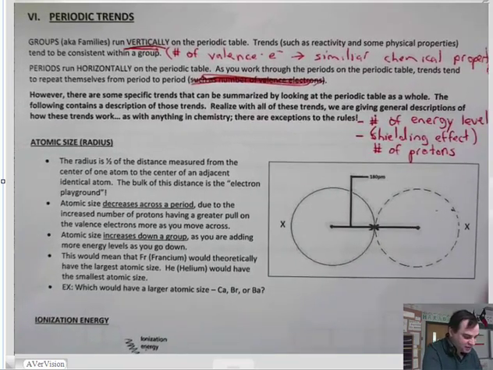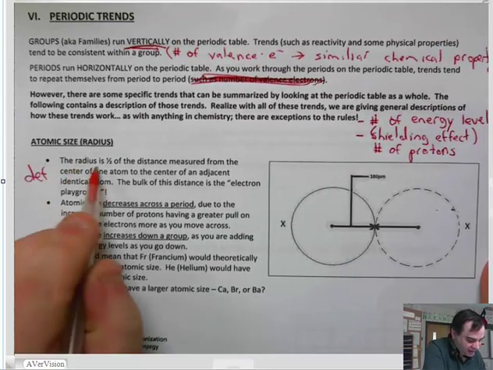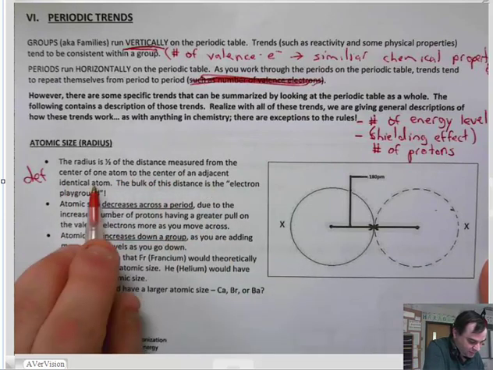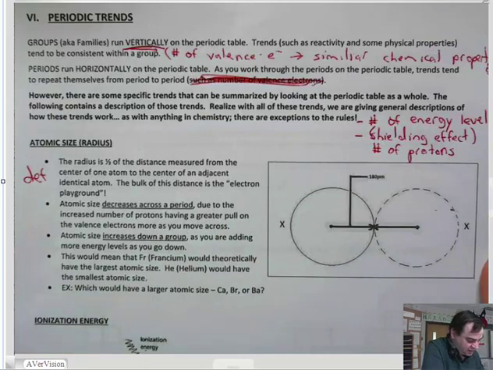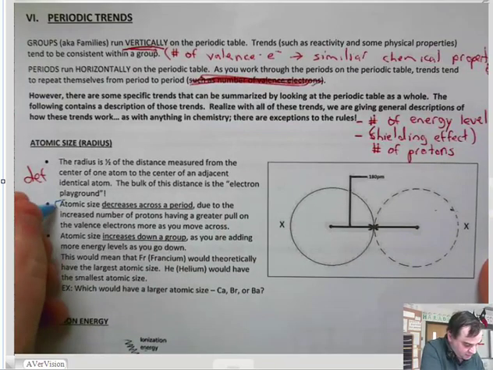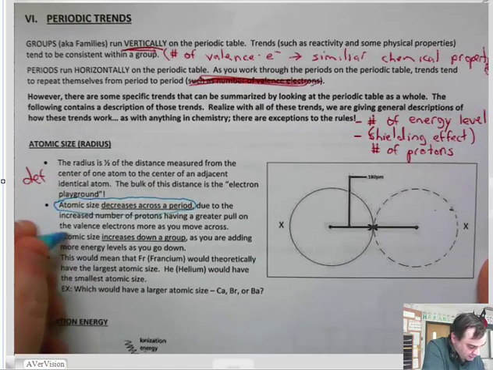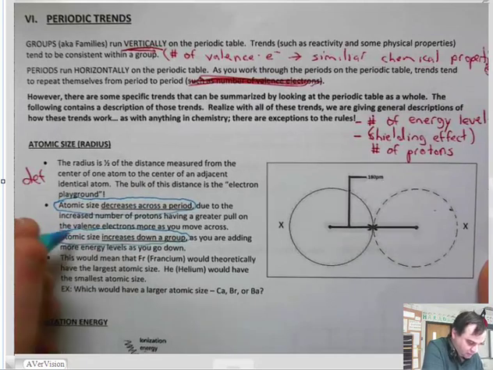So we're going to look at atomic size here. Here's the definition of radius here. It's technically the radius that's half the distance measured from the center of one atom to the center of another identical atom. The bulk of this distance is the electron playground. Atomic size decreases across a period, and atomic size increases down a group.